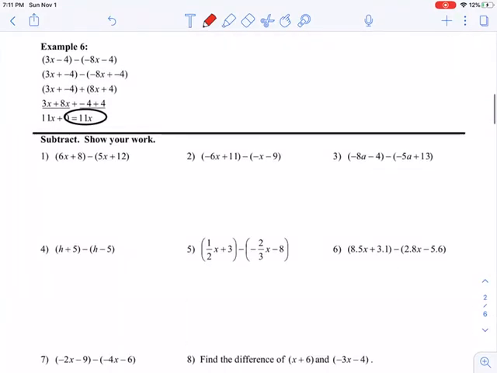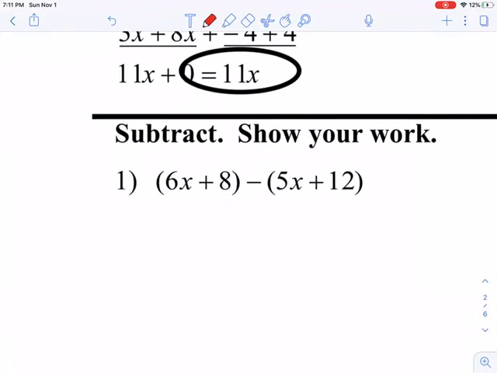All right, so let's go to the second page there. Let's go to number 1. You always want to look inside your parentheses first. Do you have any subtraction inside the parentheses? And in this one, we don't. So once you have all addition inside your parentheses, then you can work with your middle subtraction.